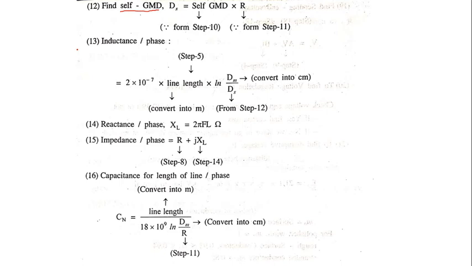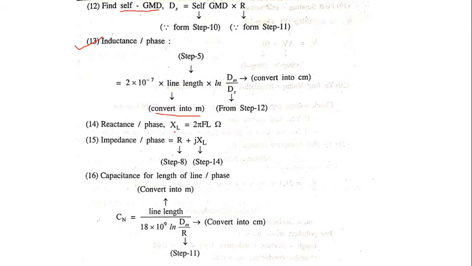Next step is finding the inductance per phase. The equation of inductance per phase is 2 into 10 raised to minus 7 into the length of the line, which we need to convert into meters, since it is given in kilometers, into ln DM by DS, because the values of DM and DS are also in meters. DM is the mutual GMD, and DS is the self GMD that we already found over here.